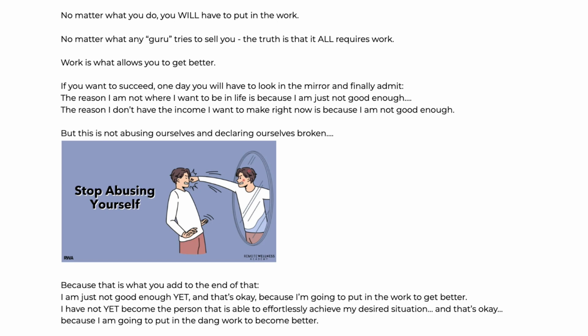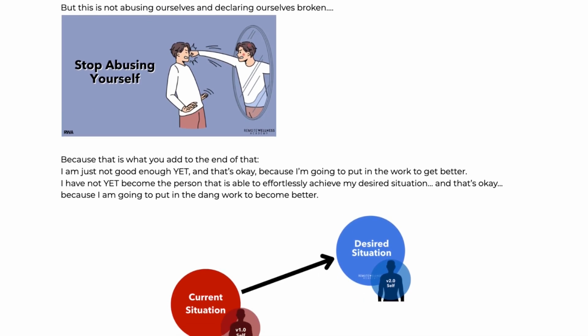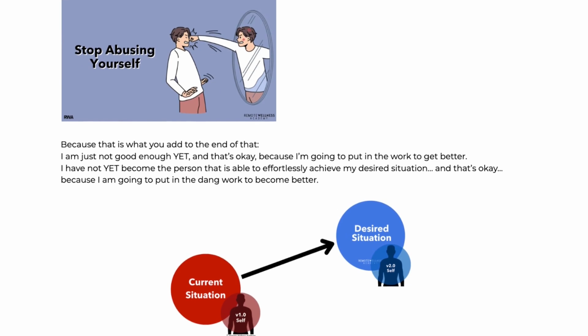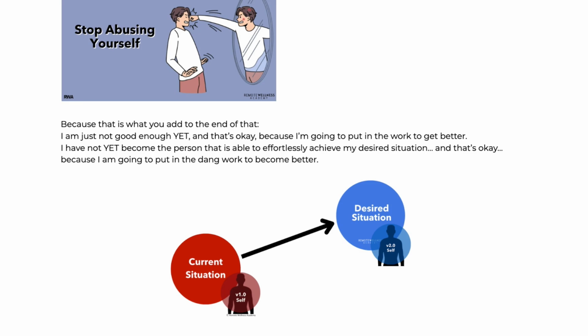And that's okay because I'm going to put in the dang work to get better. I have not yet become the person that is able to effortlessly achieve my desired situation. And guess what? That's okay because I'm going to put in the work in order to become better, right? We've talked about this many times before. Your version 1.0 self is what has created every situation around you right now. The reason you have the situation that you have right now is because of the version of yourself that you are right now.